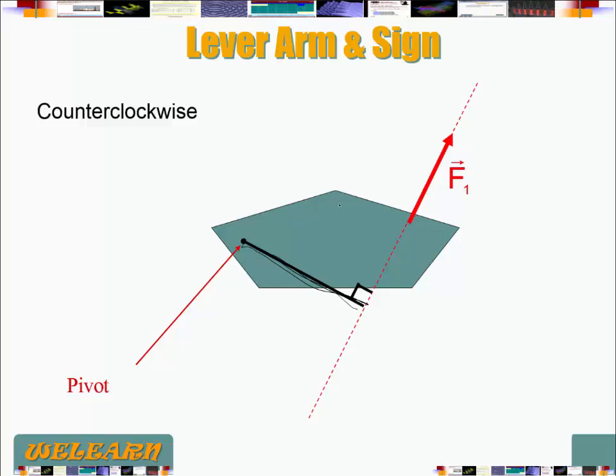Now, if my object here can rotate only about that pivot, if we apply that force, what is it going to do? It's going to try to spin it in the counterclockwise direction. So the torque due to F1, its direction is counterclockwise. By convention, we use the positive sign for counterclockwise torques. So this one is a positive torque.